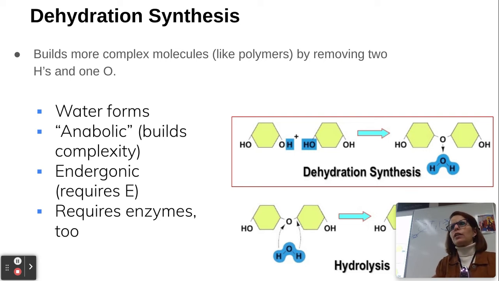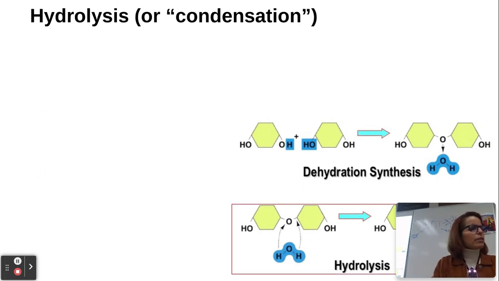All right, and all of these reactions require enzymes. Every single reaction in your body can happen naturally. It can happen without an enzyme, but it would happen incredibly slowly. So your body has these enzymes to make these go a lot faster. We'll talk more about enzymes a little bit later.